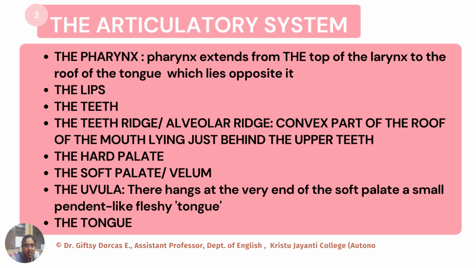Let's know a little more about the articulatory system. The pharynx extends from the top of the larynx to the root of the tongue, which lies opposite it. And lips, you know where they are. Teeth, you're also aware. The teeth ridge or the alveolar ridge is actually the convex part of the roof of the mouth. It is just behind the upper teeth.